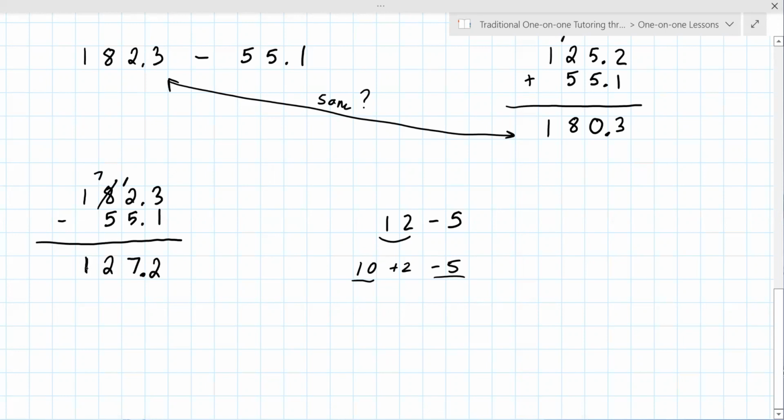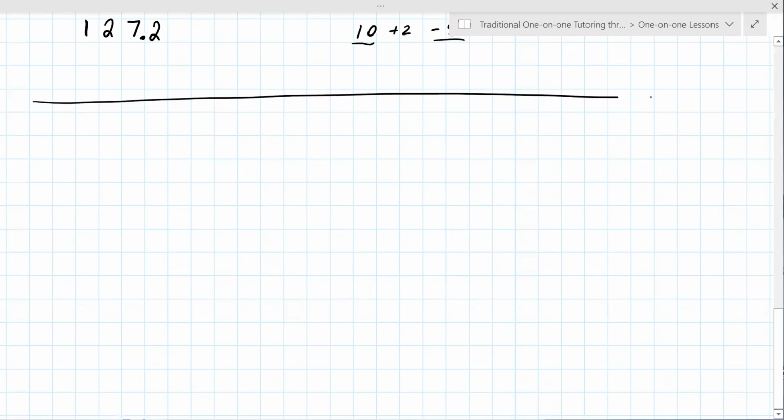Okay. Do you see your mistake on your paper? Yes. Okay. I'm going to give you another problem to try here. Let's go. 98.4 subtract 29.2. Go ahead and try that one on your own, please.